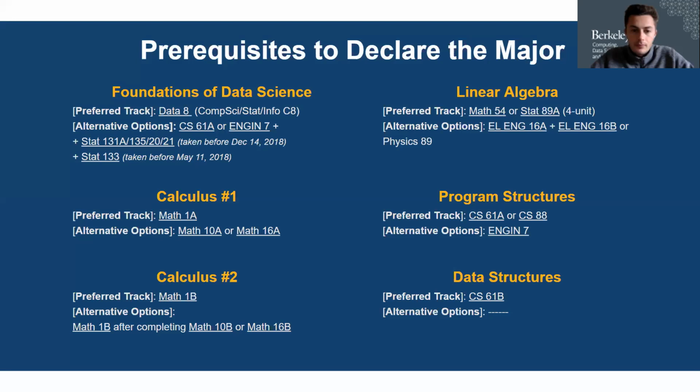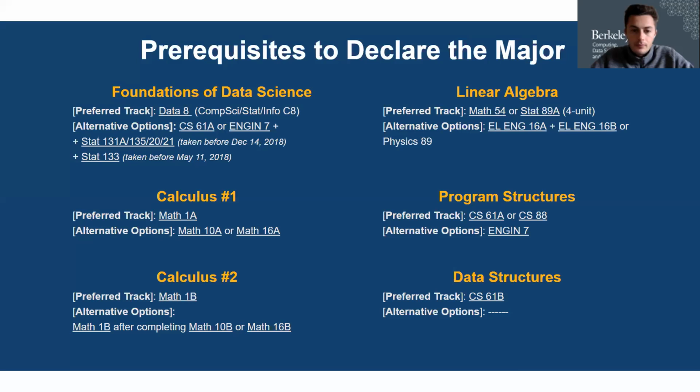So for the lower division prerequisites, first there's Data 8, and then for the math requirements, there's Math 1A and Math 1B as the preferred track. And for linear algebra, there's Math 54 or Stat 89A. And for the computing portion, there's CS 61A or CS 88 combined with CS 61B. And then beneath each option, you'll see alternative options that might be accepted as well.